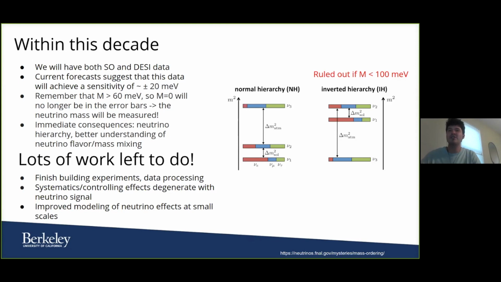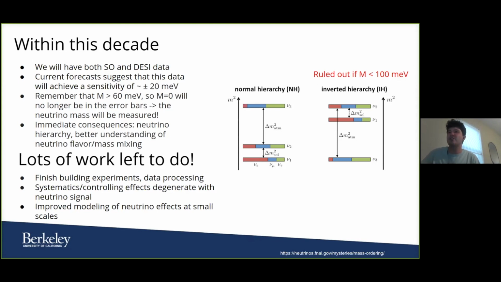So we go from just having this lower bound or upper bound from cosmology to now actually having a measurement, which will be super exciting. Some of the immediate consequences of this is that we're finally going to be able to answer the question of their ordering. So if you measure a neutrino mass that's less than 100 MeV, it turns out that this inverted hierarchy is more or less ruled out. And so then the ordering, that's really nice. That helps you determine some of the properties of the neutrinos.